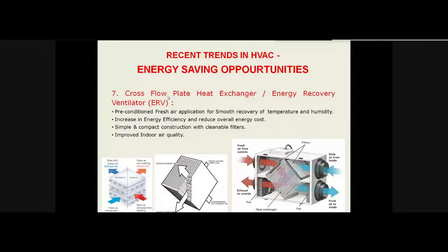With this benefit, we get energy saving, better air quality, space saving, and less noise because there are not many arrangements. So less noise and uniform temperature. That is very important, uniform temperature, and it is suitable for sensible load applications like office areas.